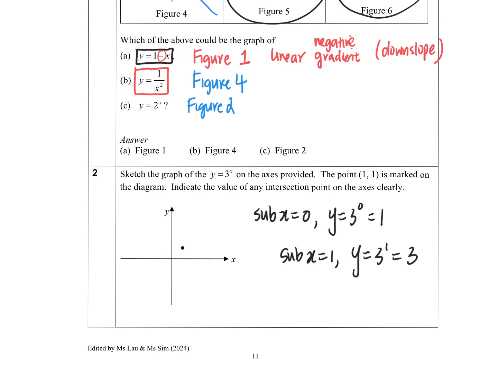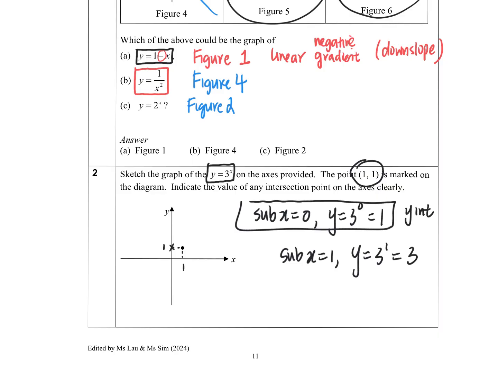One more time. When they give me this point 1, 1, they are giving me the scale, so I will go and mark out my 1, 1. Next, I know that for any exponential graph, when I sub in x as 0, the y-intercept will always be at 1. So it will pass through here. The next point I want to check is if it passes through this point. That's why I sub x as 1. But I realize that my y is 3, so it will be roughly here. So this is the second point I draw. When I sketch, I join these two together and that's it.